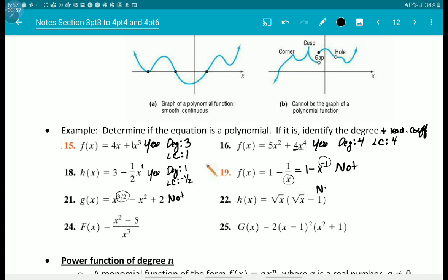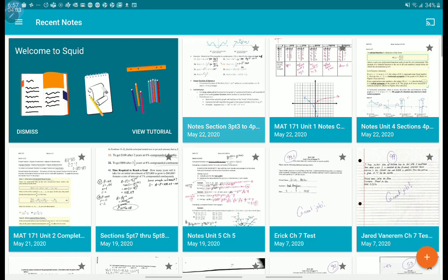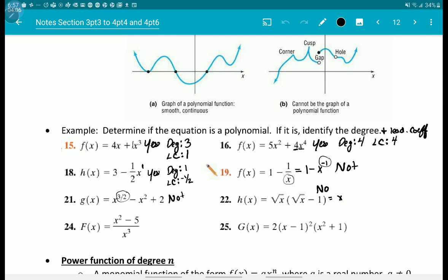22 is not a polynomial. So if we were to rewrite this, square root of x times the square root of x would be x. But we still have domain restrictions from that original problem. Square root of x can be rewritten as x to the 1/2. So we have issues here. Even if we left it in this form, we would still have issues because of those fractional exponents. So this guy's not a polynomial due to that. 24, same thing. Not a polynomial. We're dividing by x. We can never divide by x in a polynomial.